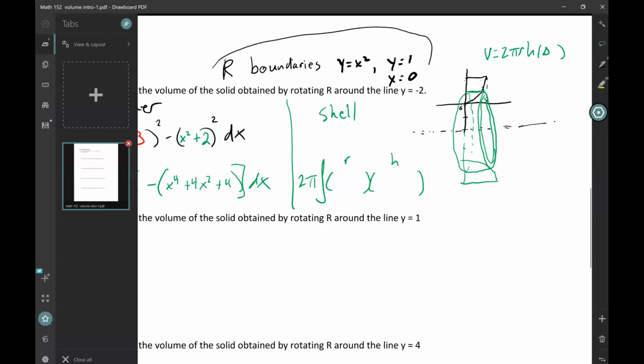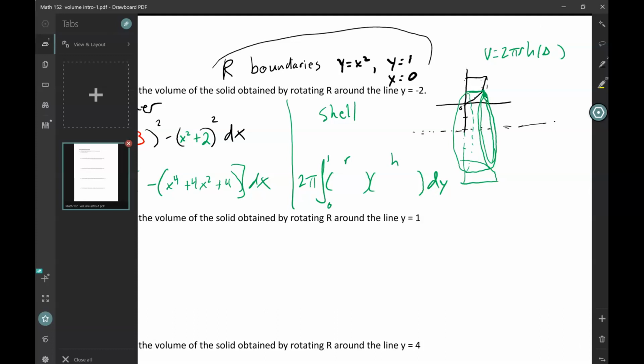And in this case, notice where the thickness is. The thickness is running with the y-axis. It's a little change in y. So this is going to be dy, which means everything has to be in terms of y. The region is still from, the y's are going from 0 to 1, so this is 0, that's 1. And now we need to find out the radius and the height.